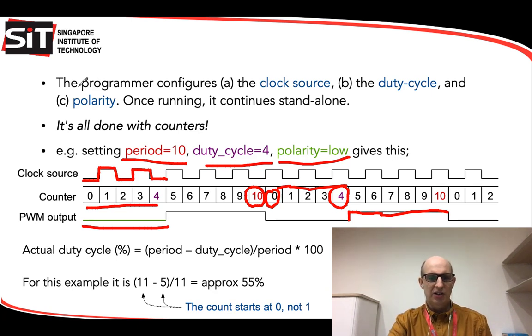The duty cycle is usually expressed as a percentage, and it's the duty portion divided by the period. In this case, period is 10, duty cycle is 4, but because the count starts at 0, the actual period is 10 plus 1, and the actual duty cycle is 4 plus 1, so 11 and 5. So in this case, the duty cycle is about 55%.